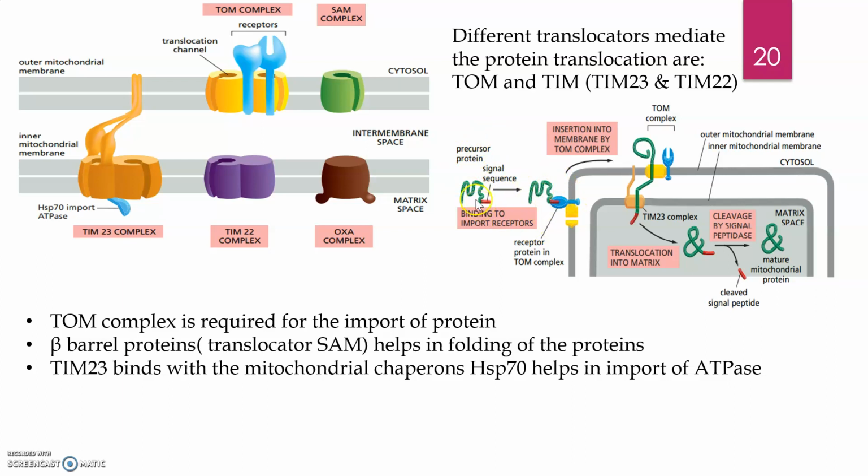And this complex, after binding of this signal sequence to the complex, causes the activation of the complex, and the insertion of this signal sequence into the intermembrane space takes place, where the TIM23, specifically the TIM23, recognizes the signal sequence and helps in the insertion.